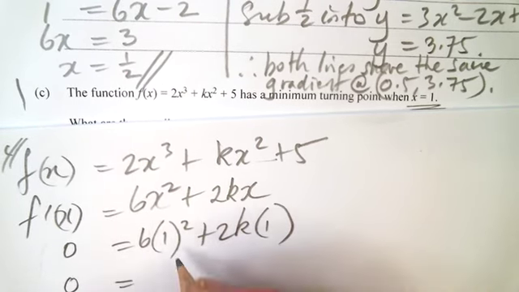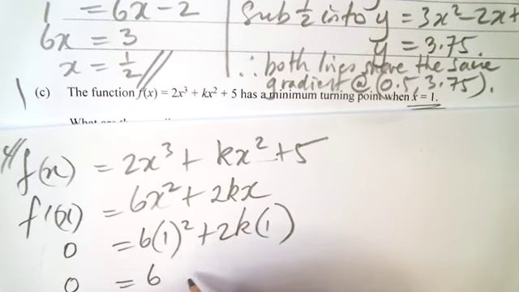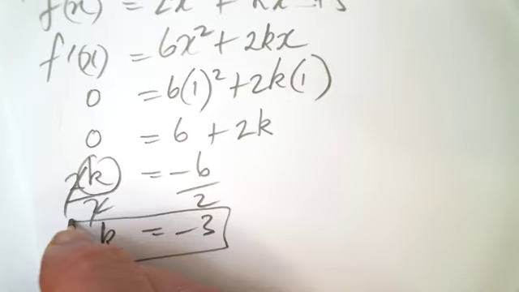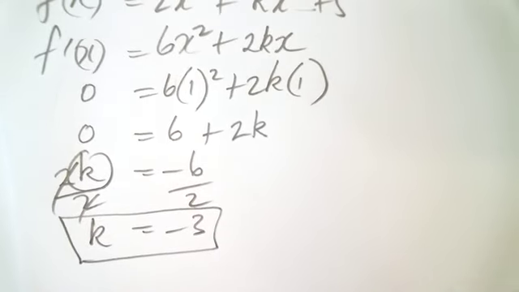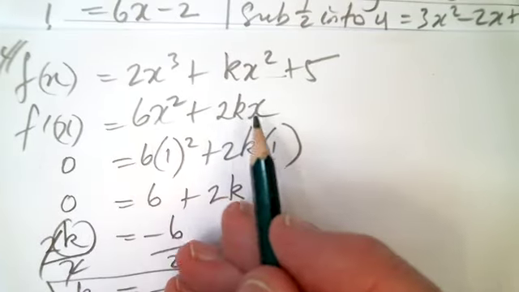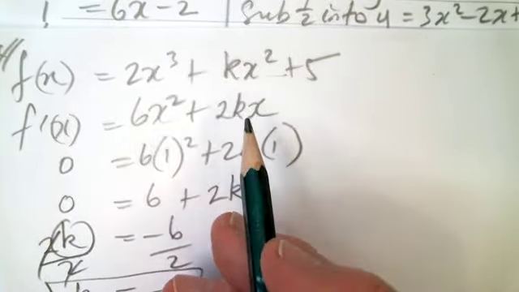What's that going to be? Well, this is going to be 6 plus 2 times 1, which is just 2k. So 2k must equal negative 6. If I divide both sides by 2, we're left with k equal to negative 3. So there's our k value. Let's rewrite this with the k value in, make it equal to 0 again, and then solve for x.